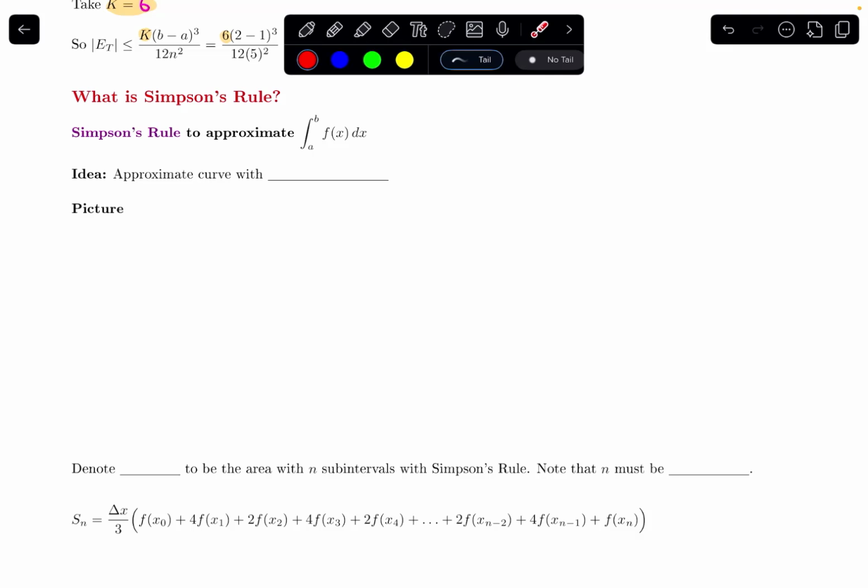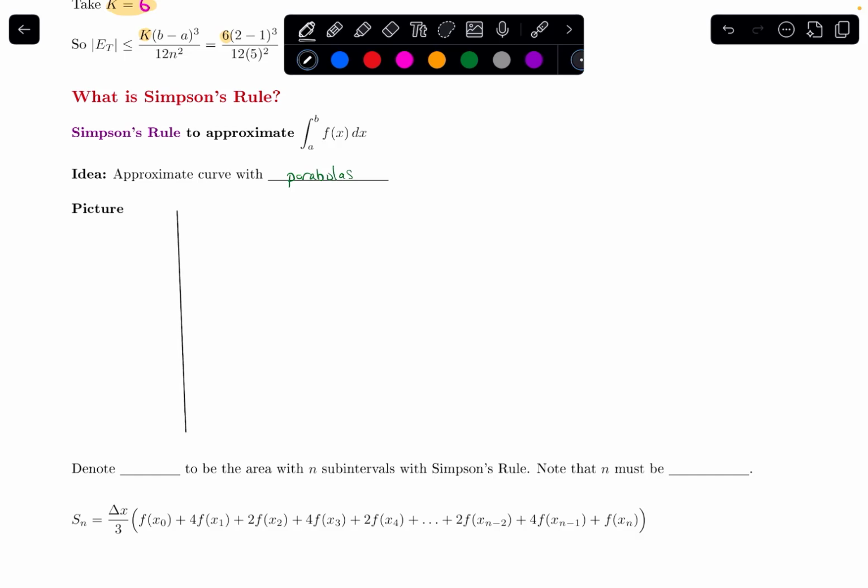In this video, we are going to talk about what Simpson's rule is and how we can use it to approximate a definite integral. So the idea is we are going to approximate our curve with parabolas. In the last video, we saw how we can approximate the curve using trapezoids, and now we're going to do it using parabolas.